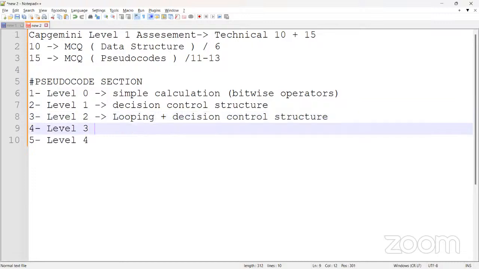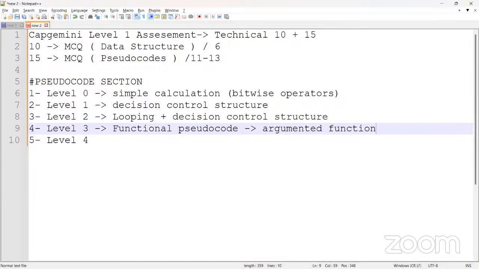Likewise, we have level 3 pseudocode as well. Level 3 pseudocodes are the functional pseudocode, and these may deal with an argumented function concept in the pseudocode itself. We have already gone through all this content. What we need is a proper revision and proper questionnaires to deal with that. If we have all these questionnaires and revisions in a proper format, we can easily crack this pseudocode round.